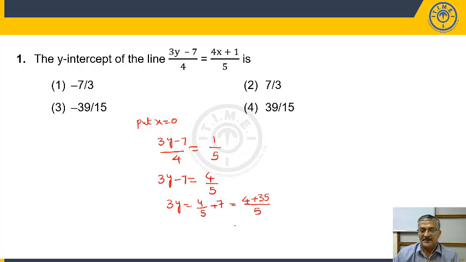That is 39/5 is equal to 3y. So y is equal to 39/50. Y is equal to 39/50.